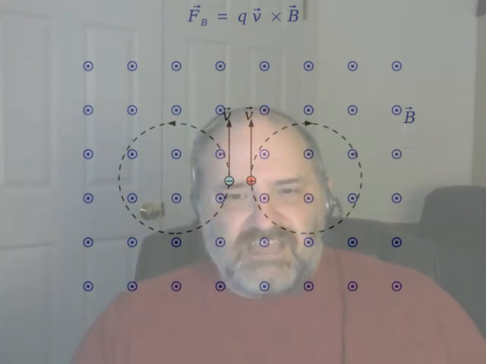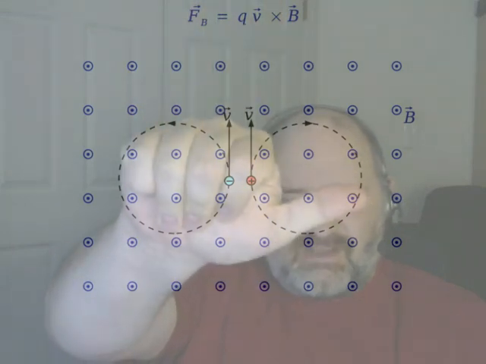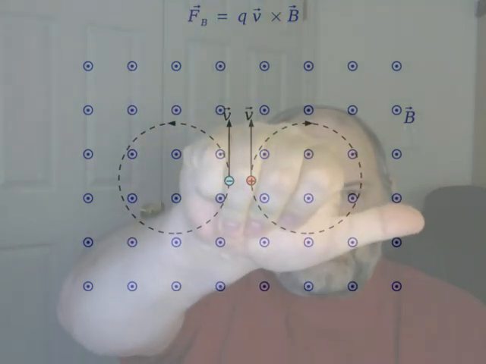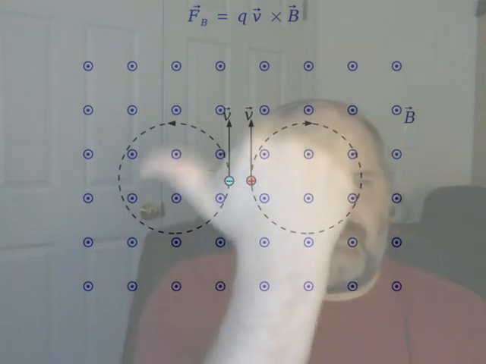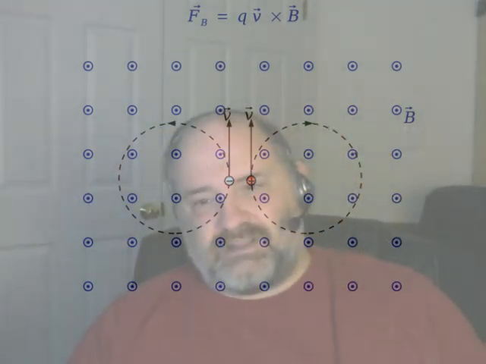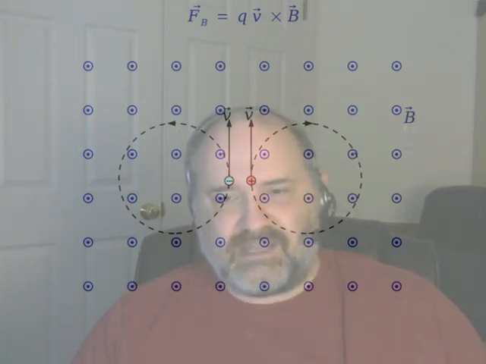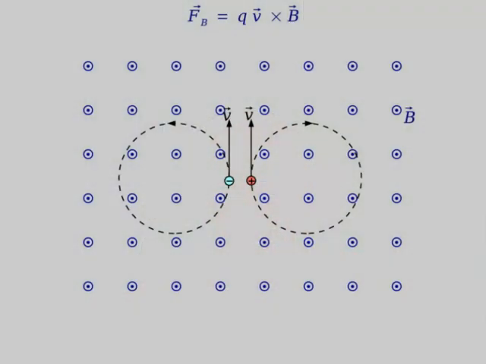The particle on the left is negative. So QV, well, I do V cross B once again, and so V is up and magnetic field is out. I get a force to the right, but then Q is negative. If I multiply a vector by a negative number, it flips the direction of the vector, so now the force is that way. So a negative particle would go around in the other direction. This, by the way, is a way you can figure out if a particle is positive or negative. Move it through a magnetic field. Which way does it curve? That tells you whether the charge is positive or negative.